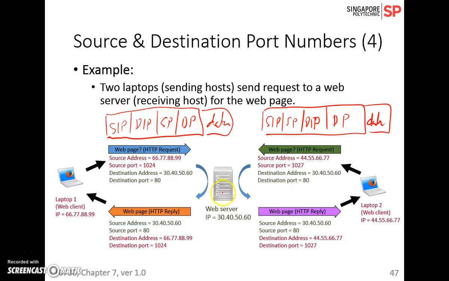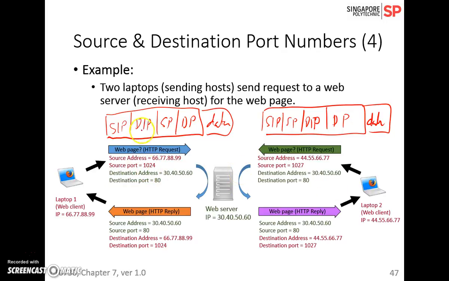When the web server receives the IP packet from laptop 1, it will be able to see the source IP, destination IP, source port, and destination port, and this will be the socket number. When it receives another packet, maybe at the same time from laptop 2, it also sees the source IP, source port, destination IP, and destination port. It will be able to uniquely identify these two different sockets.